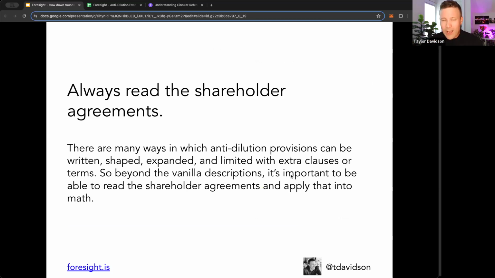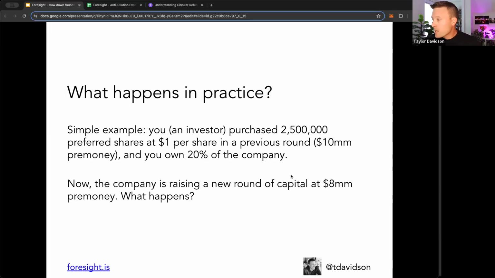The various ways in which we have anti-dilution protections, the various ways that they can be implemented, and then be calculated, point to the fact that it's very important to read the shareholder agreements. There are many different ways they're written. It's always important to be able to read and interpret the legal documents to understand how this actually works in practice. Now, here's a simple example that we're going to use a little bit here, but more so when we get in a spreadsheet.